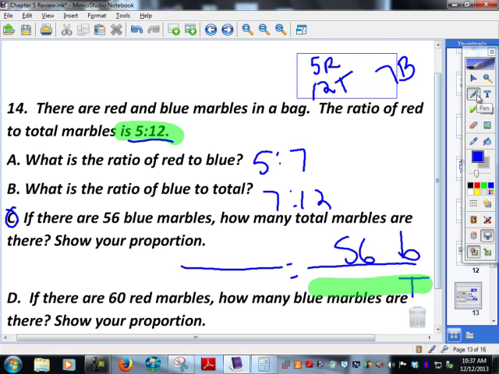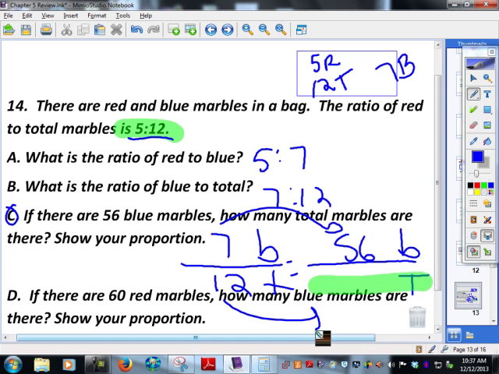Listen to me. Now I'm going to transfer my labels. Because if I'm comparing blue to total there, in this ratio, it has to be the same, or it's not going to be a proportion. So I go up to my edge pieces. I say, okay, what is my ratio of blue to total? It is 7 to 12, right? And then from here, you can cross multiply and divide. You could just see that you're multiplying by 8, so you must multiply by 8 here. The answer is 96.